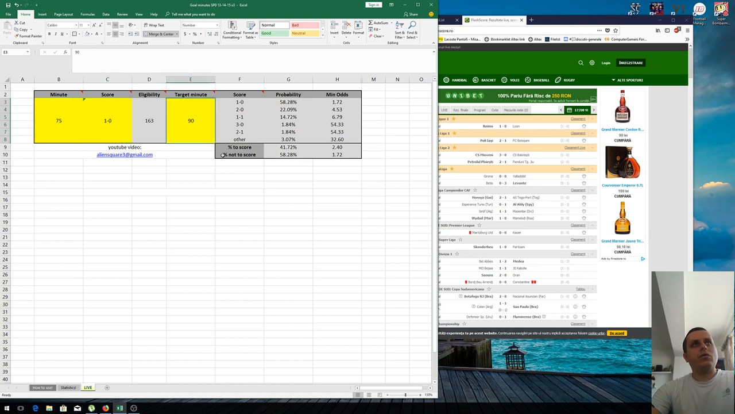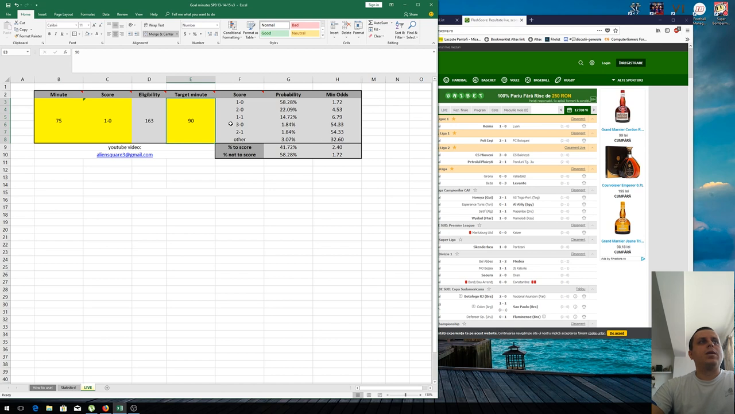And then here you can add the target minute. The target minute means if you enter 90, it means the end of the game. If you enter 80, then it means that you want to check from 1-0 at minute 75 until what will be the score at minute 80. So that is how it calculates. And then here you have the top five scores at the end of the game in this example. So you get the probability of each of these results to happen, and you get the odds from the bookmaker. That should be a minimum odds for you to accept that you will take that chance.